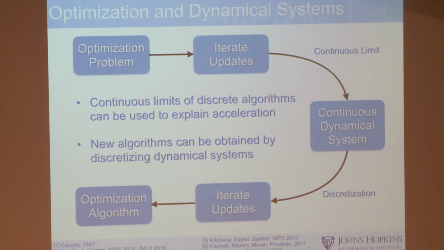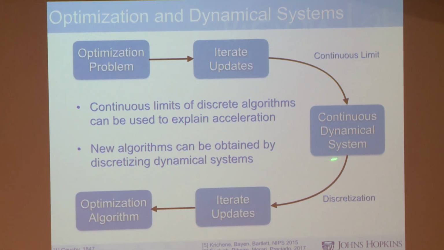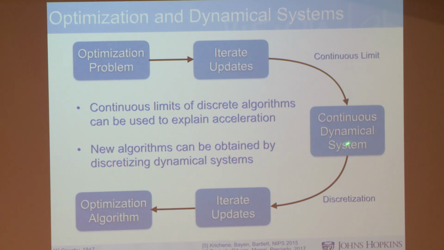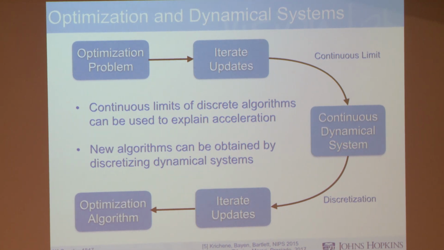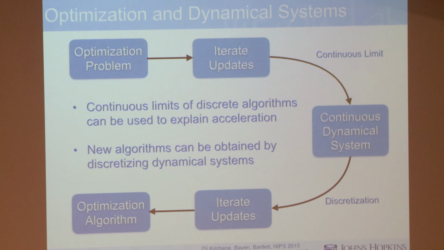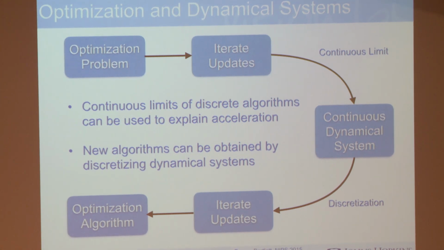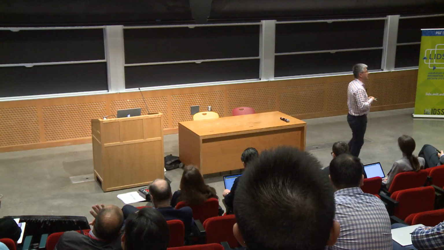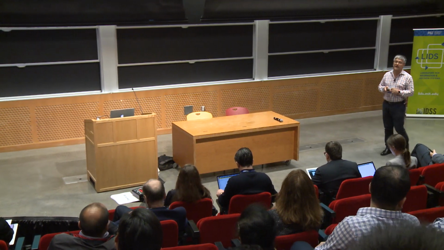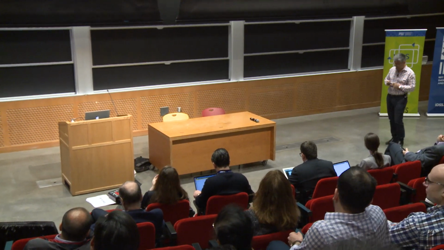Okay, so that was the first part, which is, can I begin with an optimization problem, look at the algorithm, take the continuous limit, arrive at a continuous dynamical system, and analyze the dynamical system to derive convergence rates and things like that? So what I'd like to do now is the other way around. Can I begin now with a continuous dynamical system and come up with new algorithms, or come up with properties for existing algorithms?